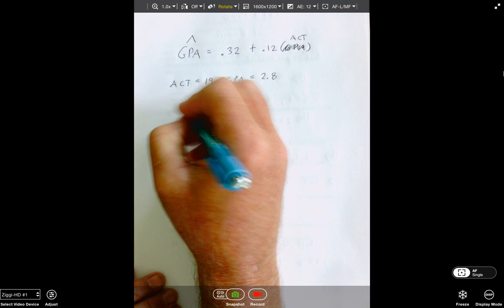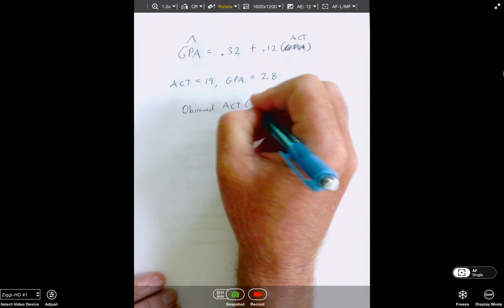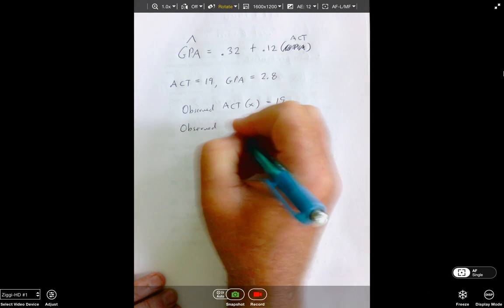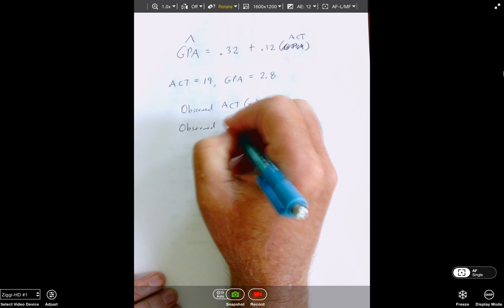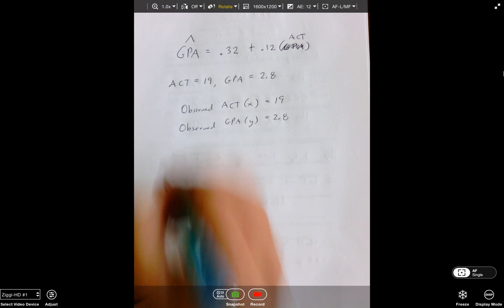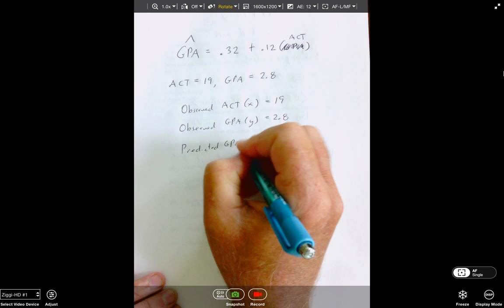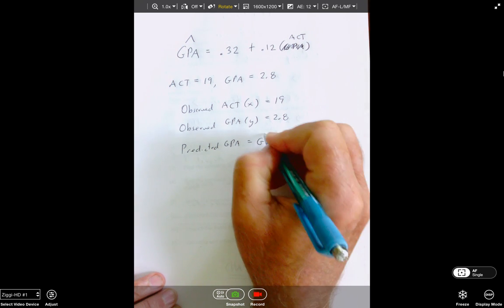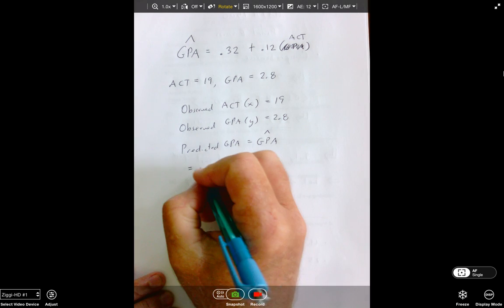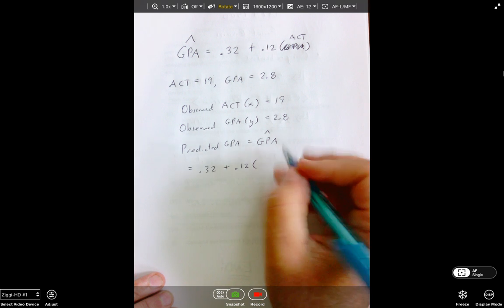Now, what do we know here? We know that the observed ACT, which is our X, is equal to 19. We know that our observed GPA, which is Y, is equal to 2.8. And we know that we can get our predicted GPA, which is just indicated by a GPA with a hat on top of it, by taking our model, 0.32 plus 0.12 times our ACT score.